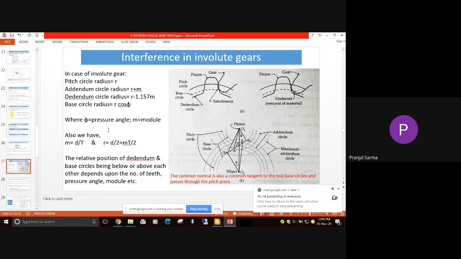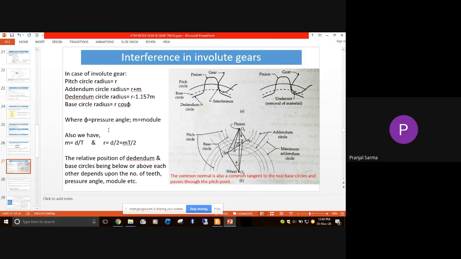So this is basically about the contact ratio. Now we'll be talking about interference in involute gears. What is this interference? We must know. As we have said, we can have conjugate teeth, which means that any one tooth profile you can choose arbitrarily, and the other tooth profile you can design so as to satisfy the law of gearing. That is the conjugate teeth.